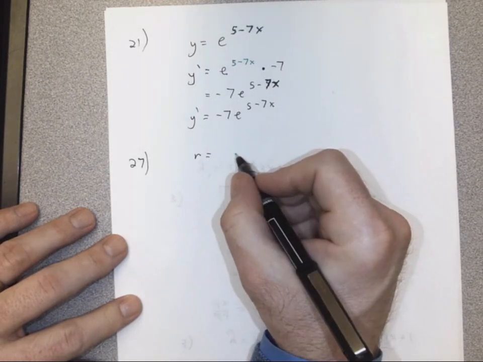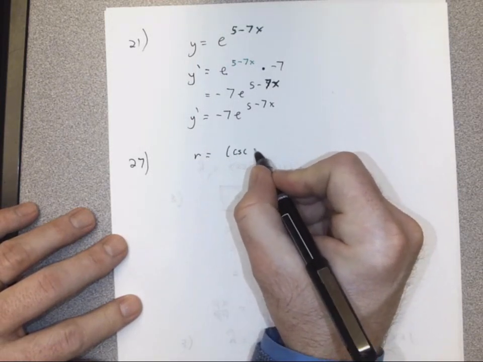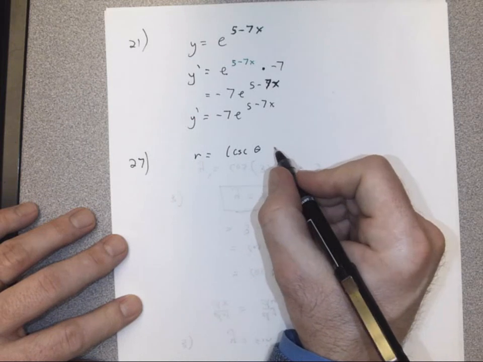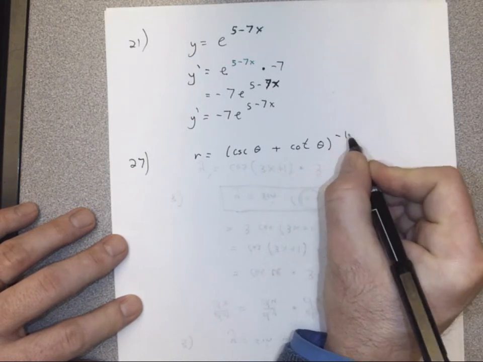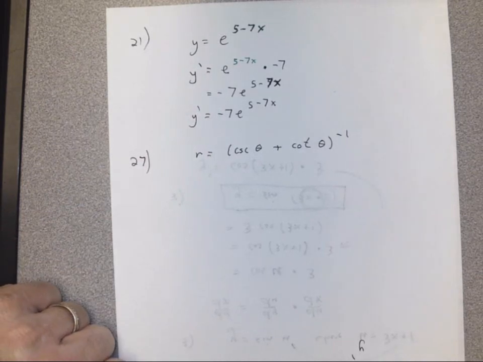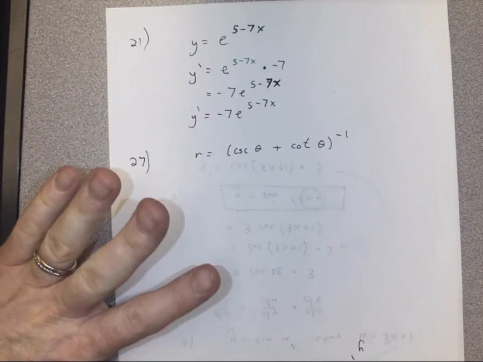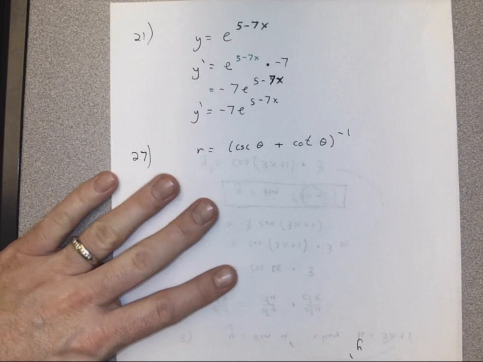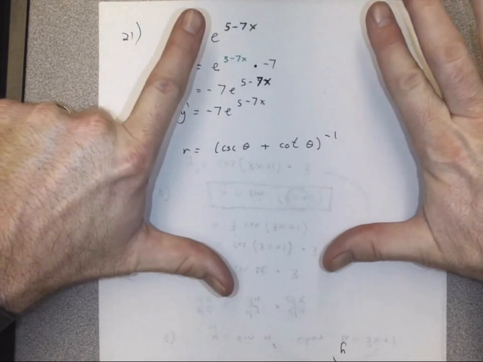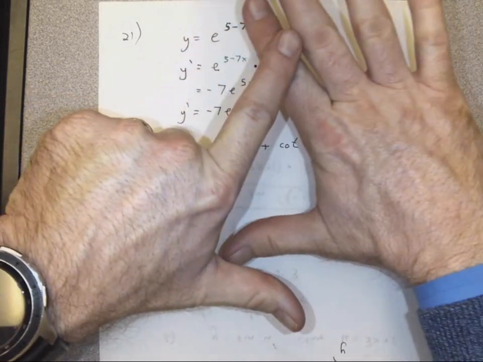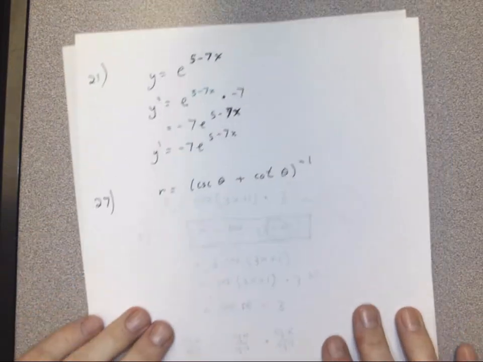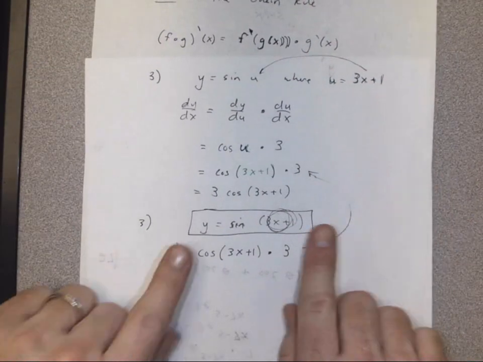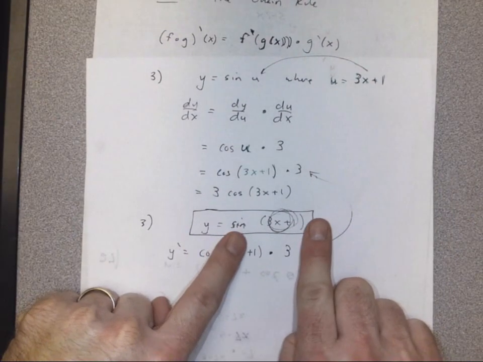r is equal to the cosecant of theta plus the cotangent of theta to the negative 1. Okay, so now we have to remember our trig derivatives, right? So what's the outer function here? The way I like to do this is I collapse onto the function and ask what I hit first, right? So here when I collapse, you guys agree I hit the e first? Now, right here when I collapse onto the sine function, I hit the sine function first.